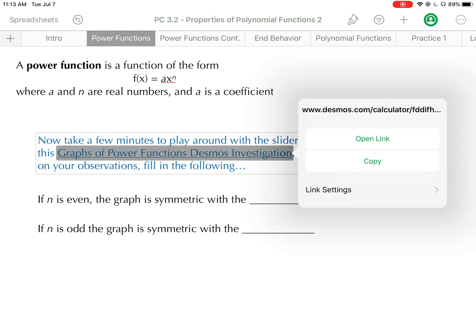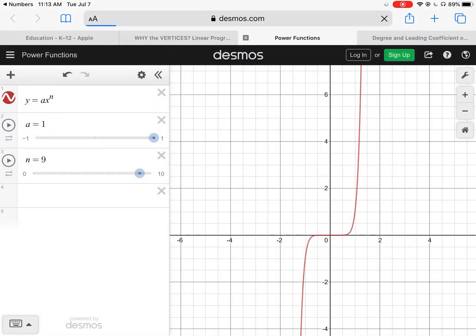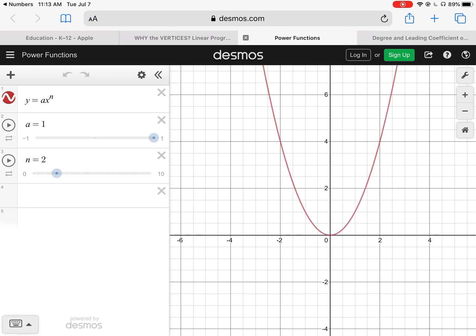So click this link here, we'll open it up. And you can see in box 1, I have a model for a power function, y equals a times x to the power of n. And then I have sliders that I can play around with the values of a and n. All right. I'm going to leave a as positive 1 right now. And let's focus primarily on the value of n. So right now, n is 2.